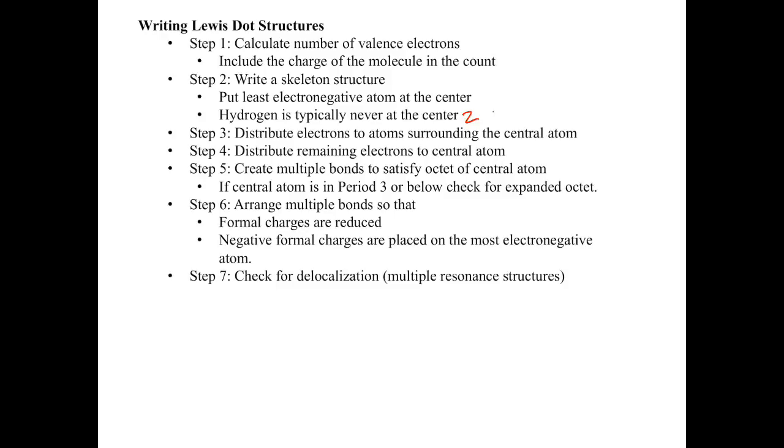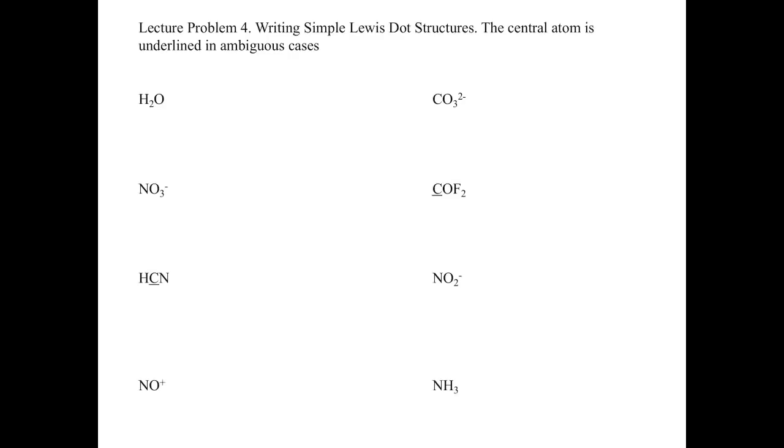So once we have the skeletal structure, we're going to distribute electrons around the central atom. We'll look at how we do that. Then we're going to distribute the remaining electrons to the central atom. And the main thing is going to be creating multiple bonds to satisfy the octet rule. So at first, we're going to look at this for just molecules in the second row and above. But then we're going to introduce this concept called expanded octet for atoms that are in period 3 and below. And then we're going to look at how to do multiple bonds. So let's jump right in and look at a bunch of structures.